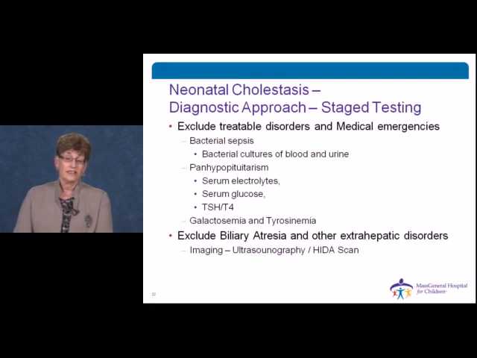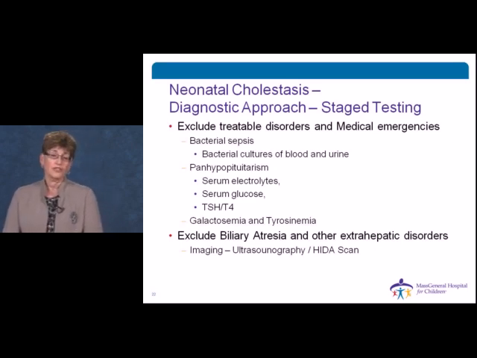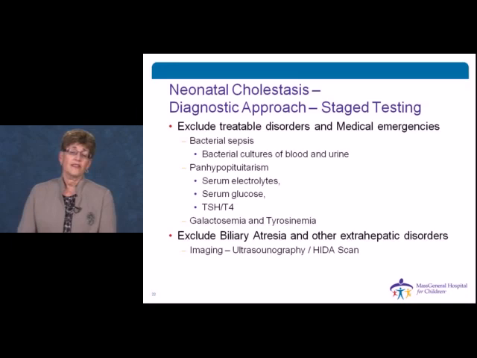And again, this is one of the take-home messages, we have to exclude biliary atresia and other extrahepatic disorders. And that's key because those are treatable and need to be treated early in order to avoid the manifestations of chronic liver disease early on. In order to do so, imaging studies are important. We start with ultrasonography generally, and that will lead us to rule out cysts of the bile duct, as well as then a HIDA scan, and we'll talk about that in more detail when we talk about biliary atresia.